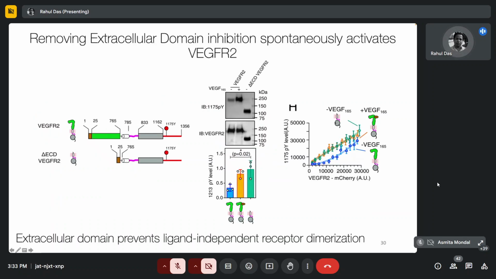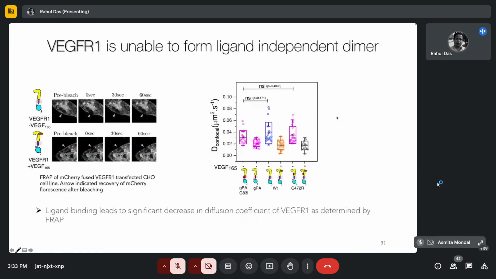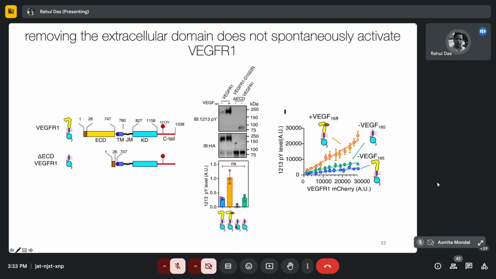You can see that if you remove the extracellular domain of VGFR2, which is up here, it gets dimerized. Okay? So it is suggested, or it looks like, that there is something more in VGFR1 that prevents its dimerization. So what else can prevent dimerization of VGFR1?